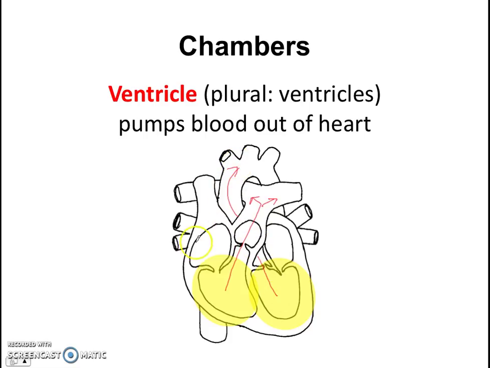Okay, so atrium receives blood. Ventricles pump out blood. Now one way to remember this is ventricle sounds like vent. So you vent your anger, you vent. Venting your anger is a very forceful thing. So the ventricles pump the blood out, while the atrium accepts or receives the blood into the heart.